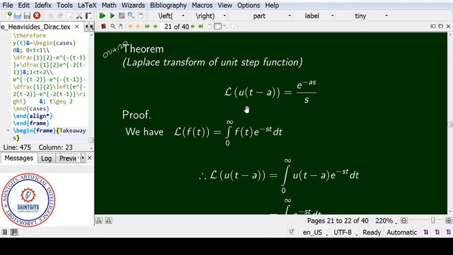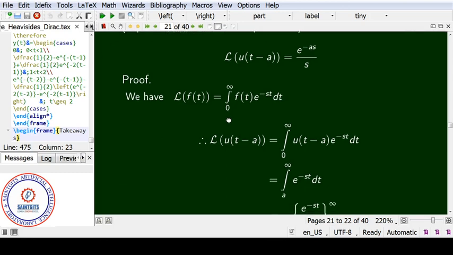First of all, we are going to develop a formula to find Laplace transform of unit step function. We have to prove that Laplace transform of u of t minus a is equal to e raised to minus as by s. For that, I start from the basic definition of Laplace transform. L of f of t is equal to integral 0 to infinity f of t e raised to minus st dt. Here the function f of t is u of t minus a.